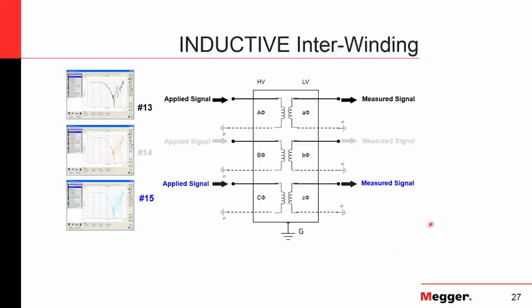Then when you go to the inductive interwinding, once again, we're going to do the same test, but you're going to ground the opposite side of those windings there. So now applying to one side of the A phase, grounding the opposite side of the primary A phase, and then measuring on the corresponding low voltage or secondary A phase and grounding the opposite side of that winding. And you'll go through and you'll measure that on B phase and on C phase as well. Then what happens is at the end, we have our 15 basic tests, your 9 standard tests, and then your 6 extra capacitive and inductive interwinding tests there.